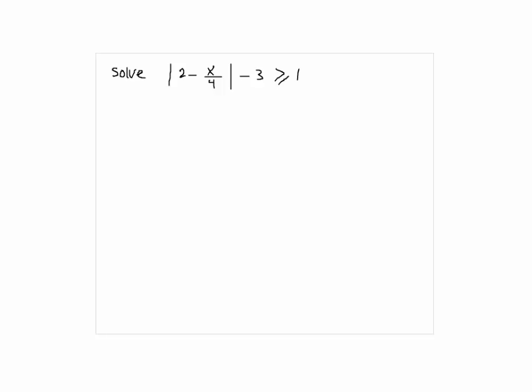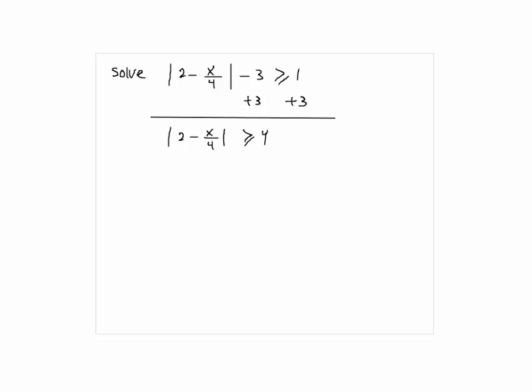So over here, the first step is to isolate the absolute value. Anybody want to tell me what would be a first step? You would add 3 to both sides. Very good. So we add 3 to both sides of the inequality. So here we get the absolute value of (2 minus x) over 4. The first step is to make sure that the absolute value is all by itself.